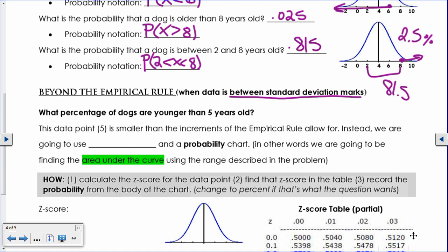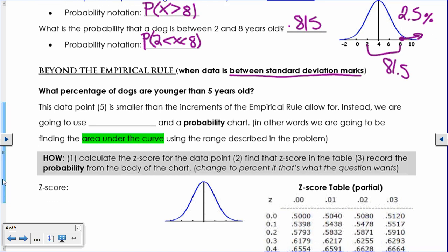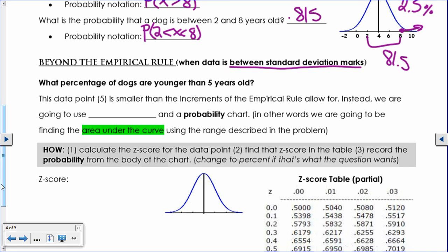Instead, we're going to be using that idea with the chart there. Okay, so this is what we're going to do instead if we have something like that. So here's a question I'm going to present. What percentage of dogs are younger than 5? Is 5 an exact standard deviation mark? No. So can I or can I not use the empirical rule? You cannot, because we don't know how to break it up any more than what we've done already. So the data point is smaller than the increments of the empirical rule allows for.